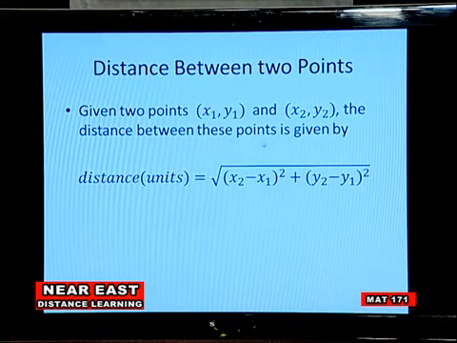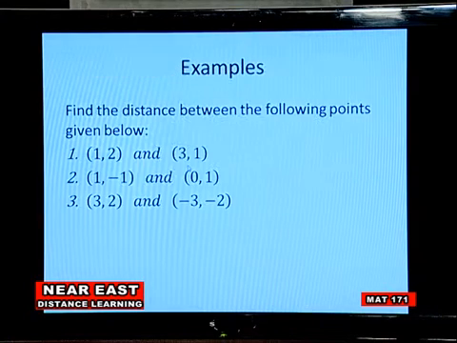The distance between these points, the points are x1, y1, x2, y2. We have 2 points, so we want to know what is the distance between these 2 points. It is given by the square root of (x2 minus x1) squared plus (y2 minus y1) squared. You have your x1, you have your y1, x2, y2. All you have to do is put it in the formula, find the distance between these 2 points. So this is the formula.